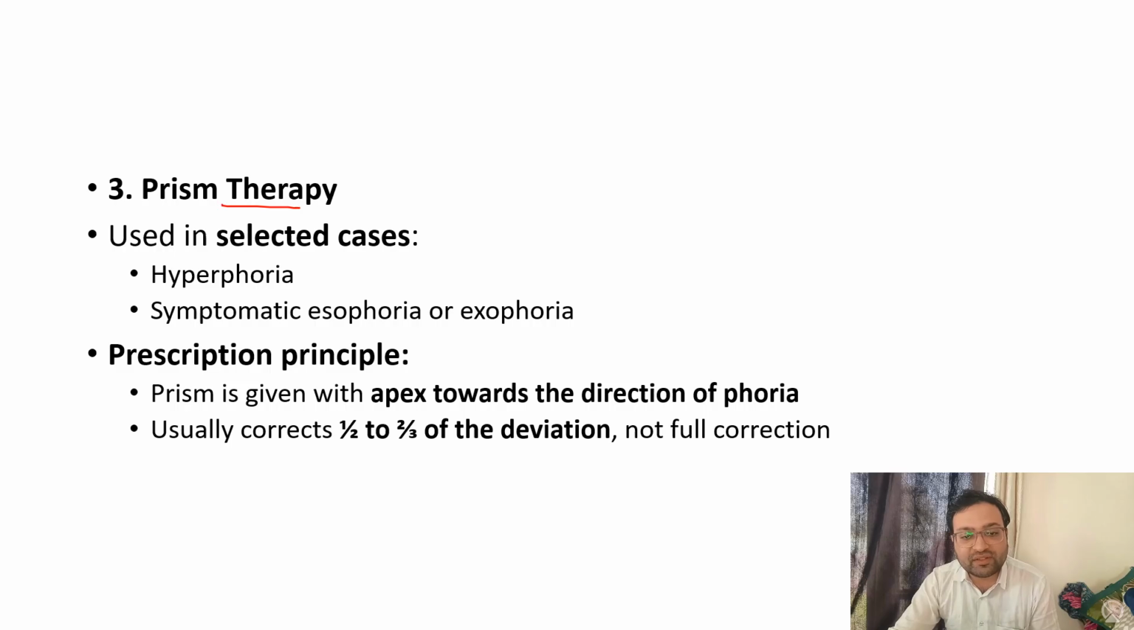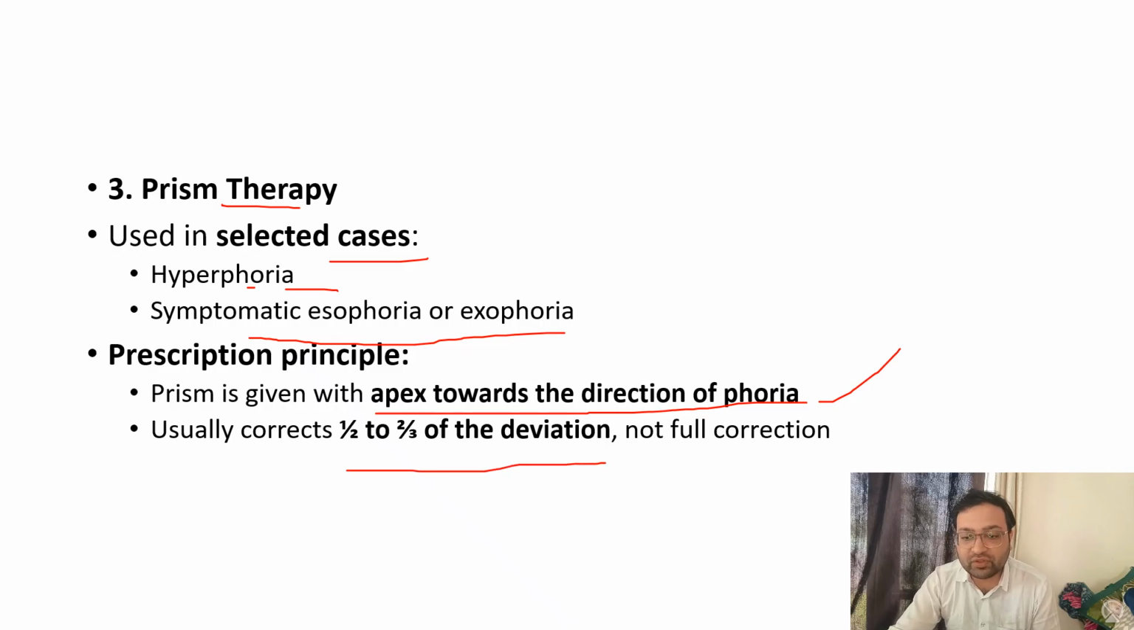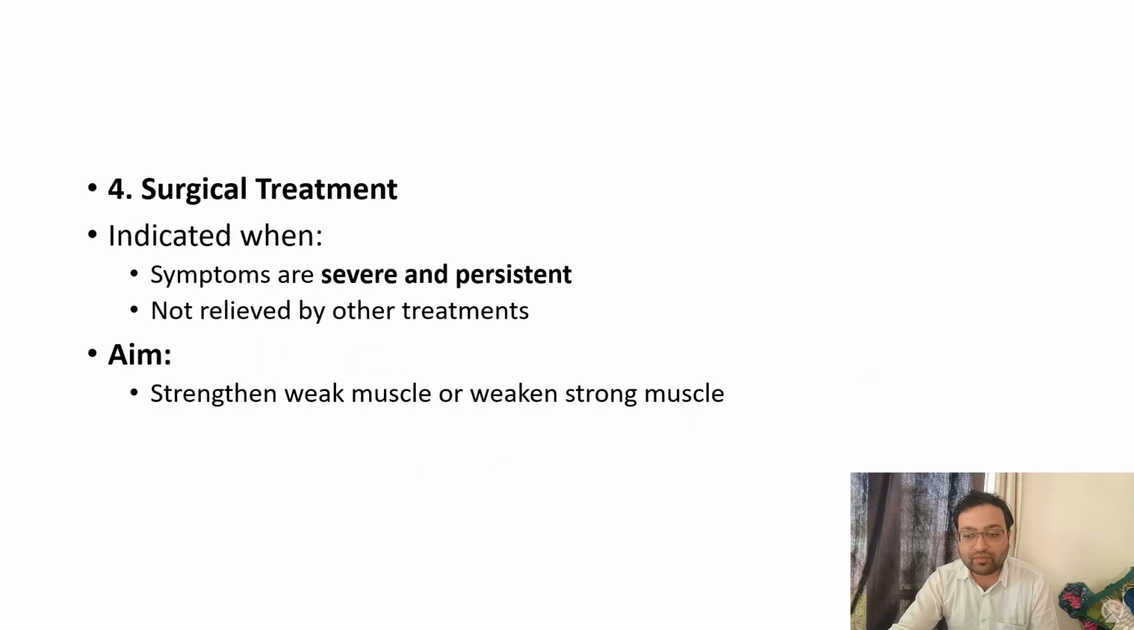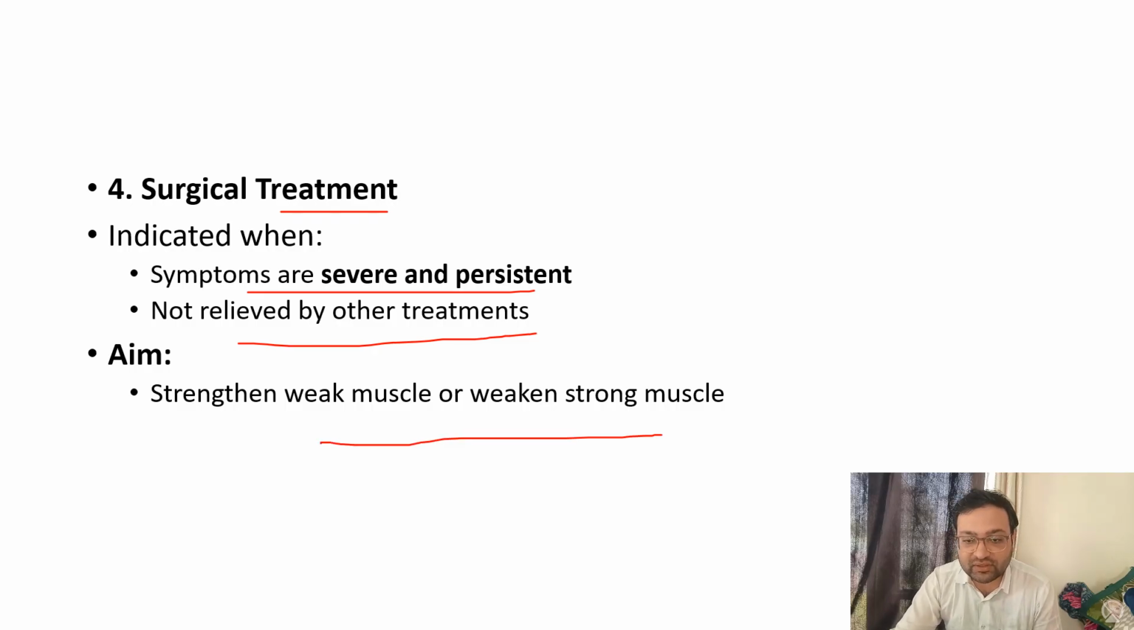Coming on to the prism therapy, this can be used in selected cases of hyperphoria or symptomatic esophoria or exophoria. Here the prism is given with the apex towards the direction of the phoria, as I have already told you. It usually corrects half to two-thirds of the deviation and there is no full correction. Coming on to the surgical treatment, it is indicated when symptoms are severe and persistent and are not relieved by other treatments. Here the aim is to strengthen the weak muscle or weaken the strong muscle.